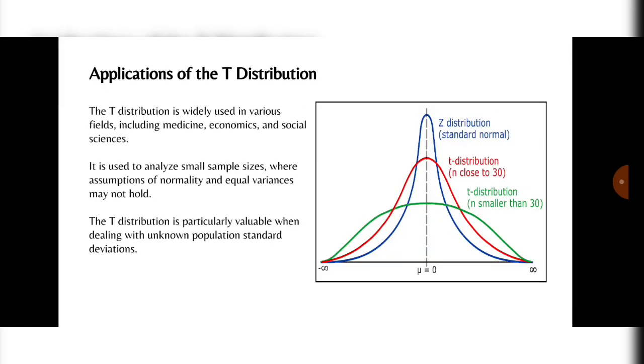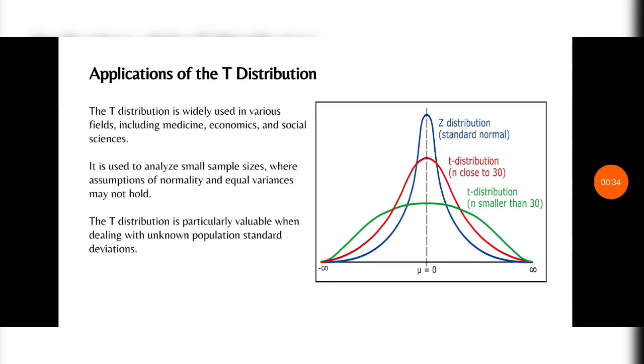Applications of the student t distribution. The t distribution is widely used in various fields, including medicine, economics, and social science. It is used to analyze small sample sizes where assumptions of normality and equal variance may not hold. The t distribution is particularly valuable when dealing with unknown population standard deviations.